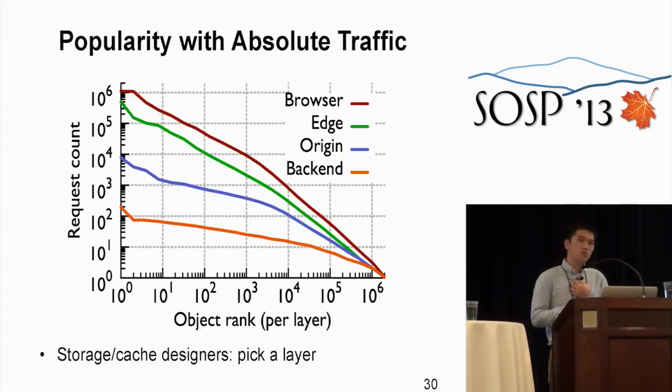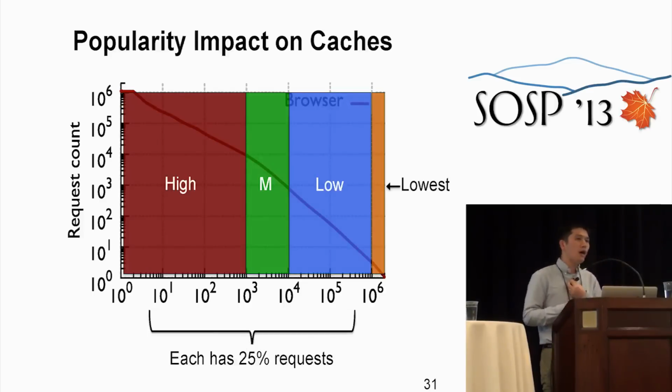We believe those curves are important to share with system designers. If you're designing with a storage or cache, you really need to think about which layer your system is going to be deployed at and which workload you should expect. That can impact your system performance. As an example, I'm going to show you how it impacts our cache performance.